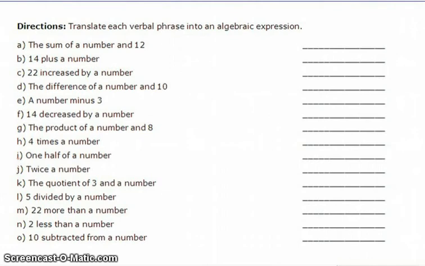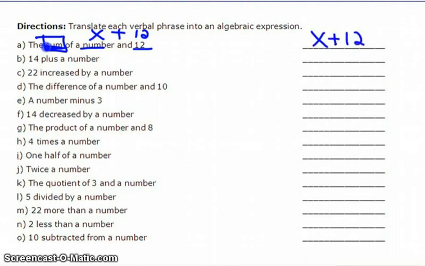So A says the sum of a number and 12. Well, when you see the word number, it doesn't tell you what number it is. When we're not sure what number it is, we replace it with a variable. So we've got some number and 12. The word says the sum. Well, if we go back, we have sum underneath addition. So our answer would be x plus 12.